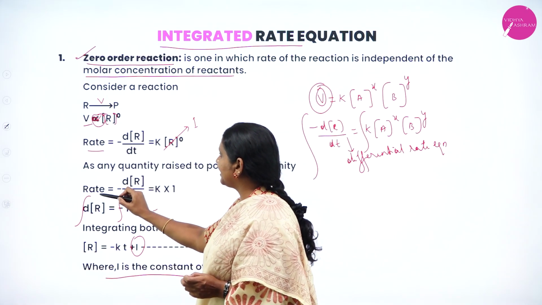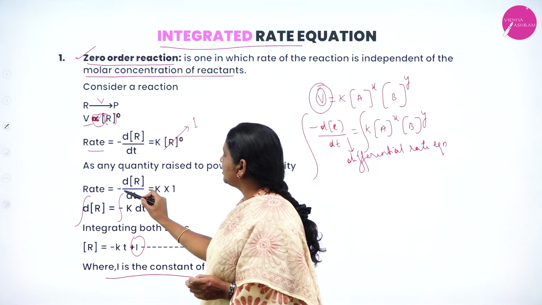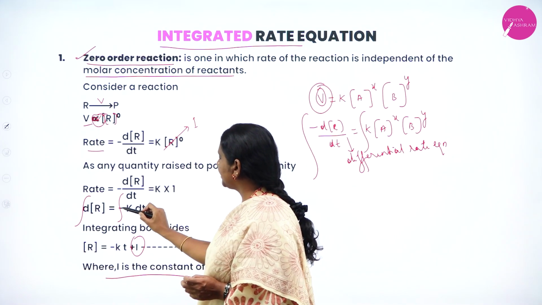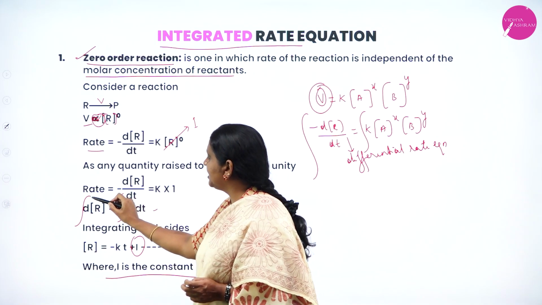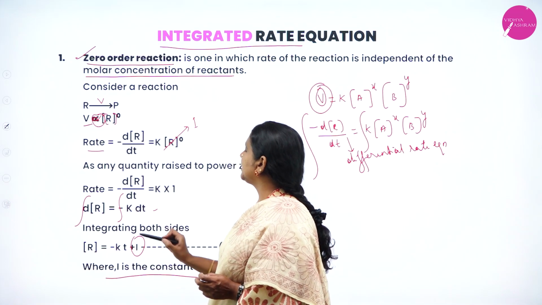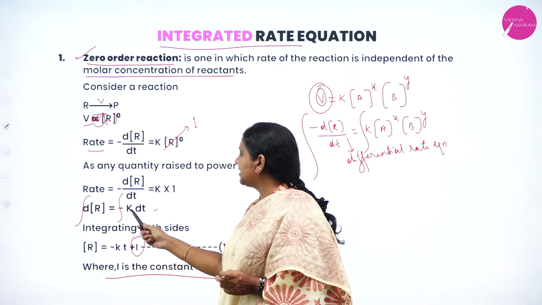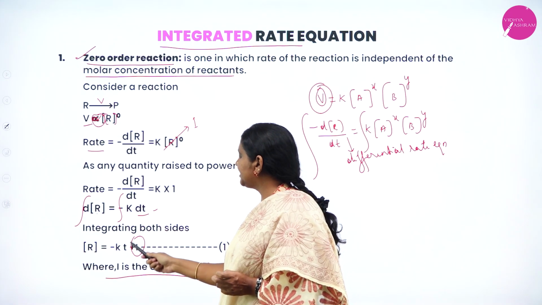So, minus rate is equal to minus dR by dt, K into 1. So, dR, take the negative sign to the right side, it will become minus K dt. And dt to RHS, integral of dR is equal to integral of minus K dt. Integral of dR is R, K is constant, integral of dt is t.